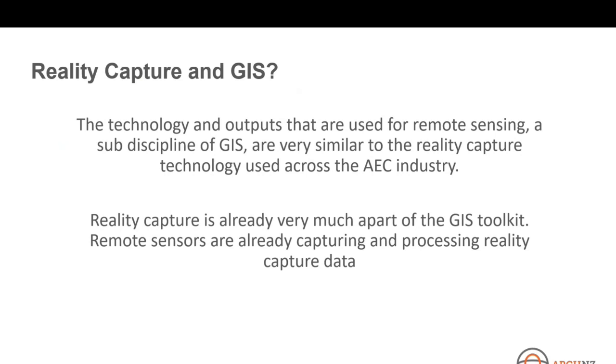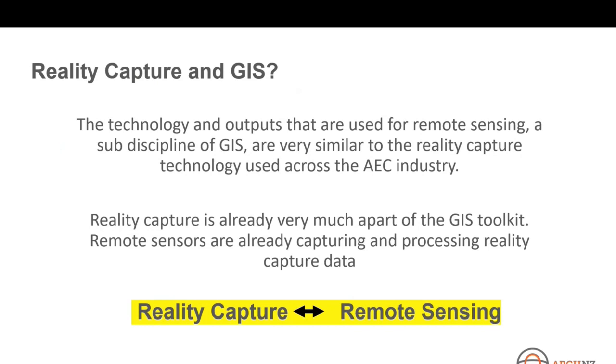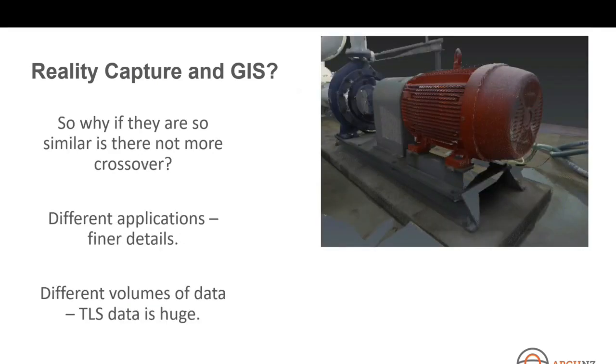But reality capture is already very much a part of the GIS toolkit. And there's already remote sensors like Susanna going out and using terrestrial laser scanning data and processing it through GIS environments. So they're very much synonymous. So a key question here is, if it's so simple, that overlap, why is it not being used a bit more in the crossover? And a lot of that comes back to GIS systems being set up on devices that aren't really ready for the volume of data that comes with terrestrial laser scanning.